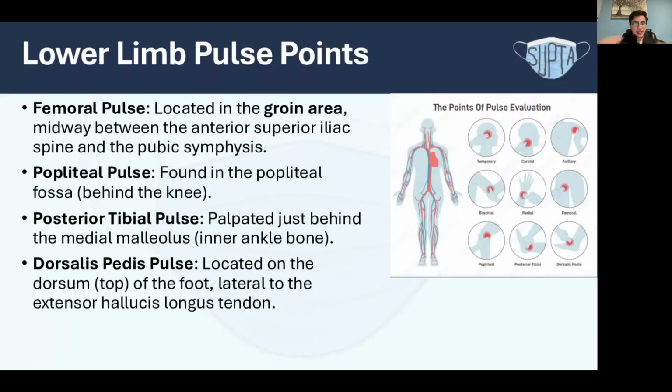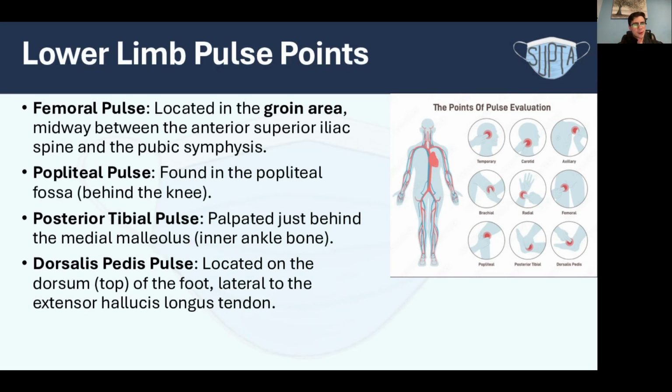And then next on the list, if you just go inferiorly, so now with the femoral artery, we're going down to the popliteal artery. So there's a popliteal pulse. The word popliteal in anatomy just means the knee. It's found on the back, so you feel it posteriorly, behind the knee in a place called the popliteal fossa and the popliteal triangle, which has its own boundaries and content and clinical significance that I'm not going to get into.